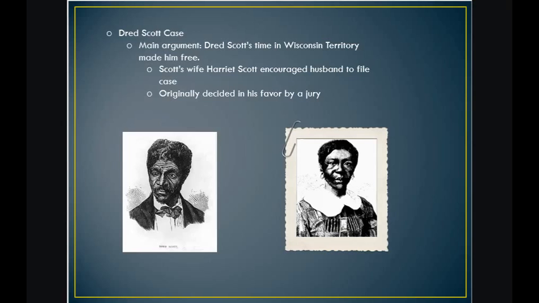Scott's wife, Harriet Scott, had encouraged her husband to file the case. He had already tried to purchase his own freedom, and they declined. And I think one of the interesting things is, and you have to remember that this would not have been a true jury of his peers because African Americans could not necessarily serve on a jury, but the case was originally decided in his favor by a jury, that it was decided that a slave who spent time basically in a free territory or a free state did automatically become free.